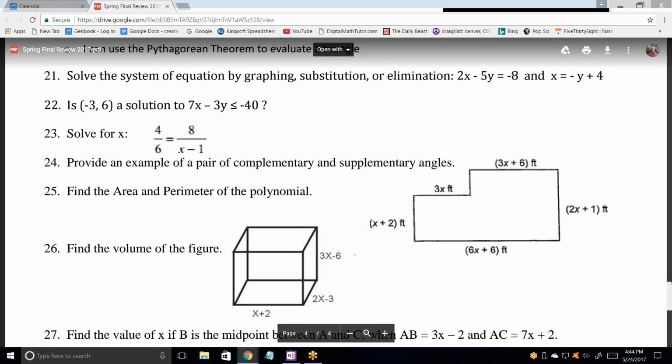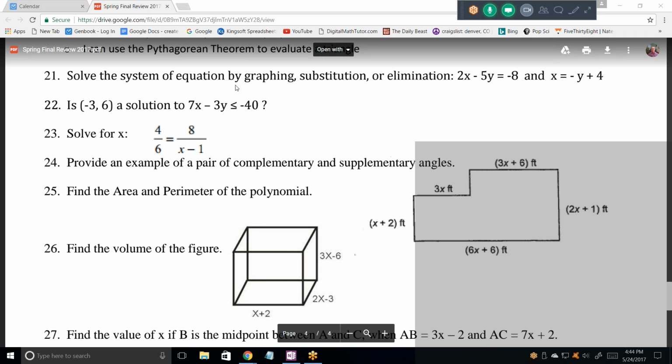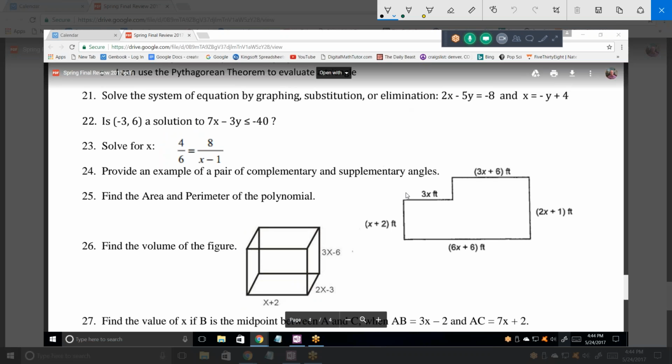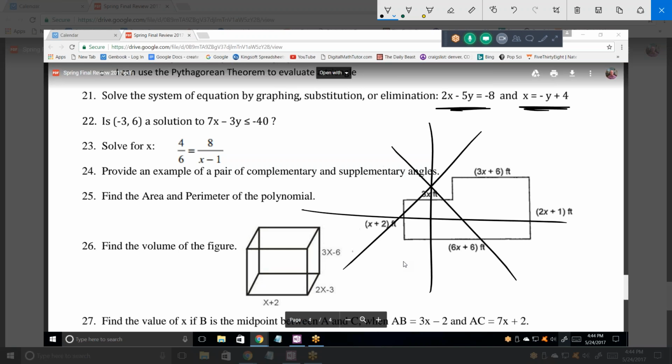Number 21. Three primary methods of solving a system of equations are graphing, substitution, and elimination. How does graphing solve it? Graphing solves it because that's a straight line and that's a straight line, and wherever they intersect is the solution, both for the x and the y coordinates.